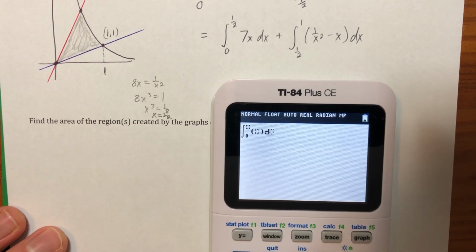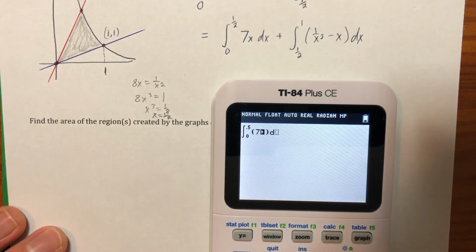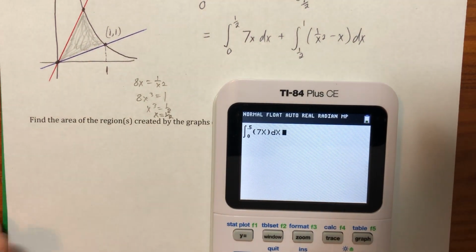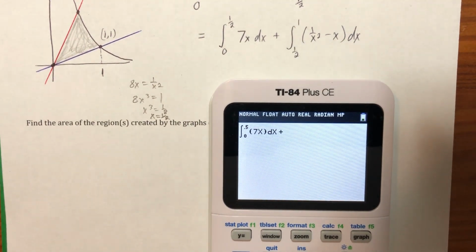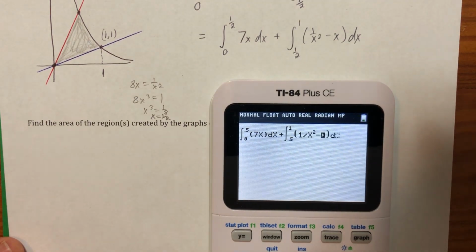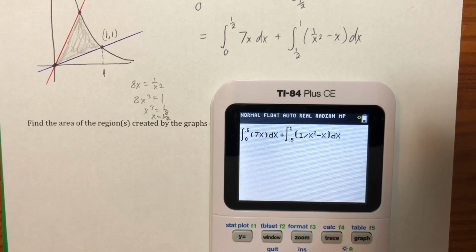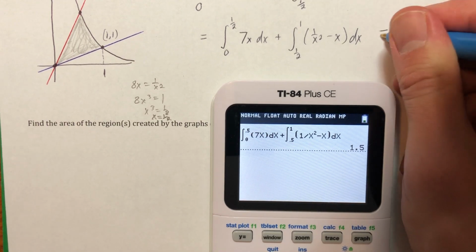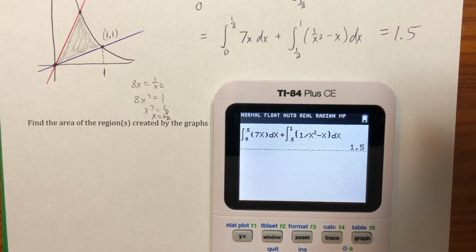And we'll just type the whole thing in. Whole thing. Don't waste your time. There's that one, plus the other one. Just keep adding. So math, 9. We go from 0.5 to 1 of 1 over x squared minus x dx. I'm going to press enter and we're going to get an answer, and it is 1.5, and I find it fascinating that thing is curved and it still gives us an answer of 1.5. There we go.